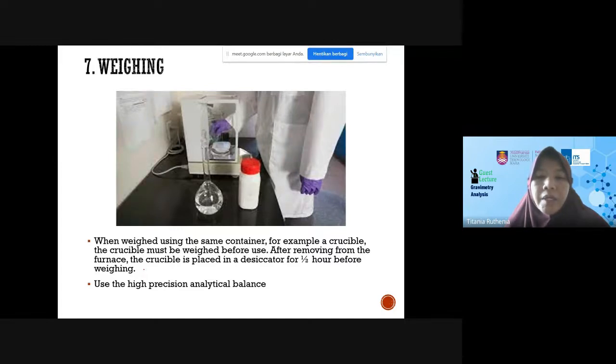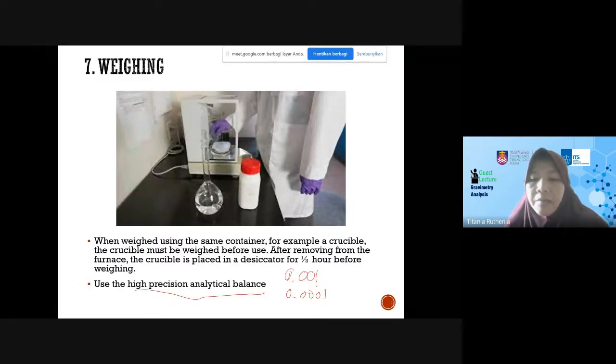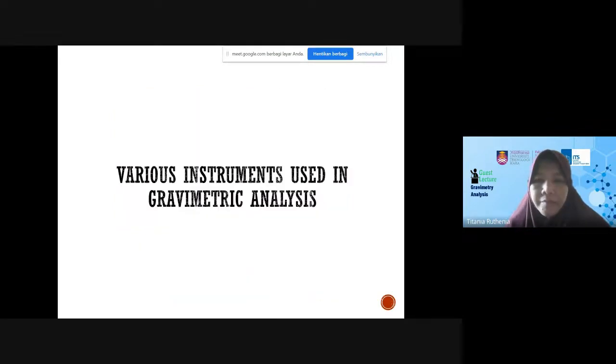And then we have to use a high precision analytical balance, for example like this one, which has 0.001 or 0.0001. This has more numbers after the decimal point. It means it is more precise. So these are the various instruments used in gravimetric analysis.